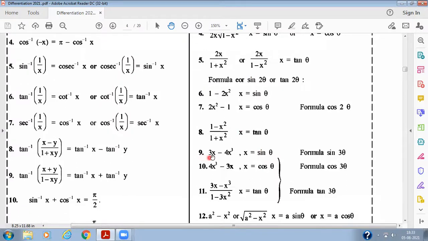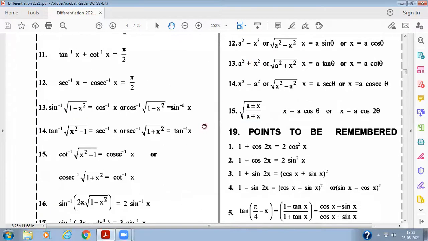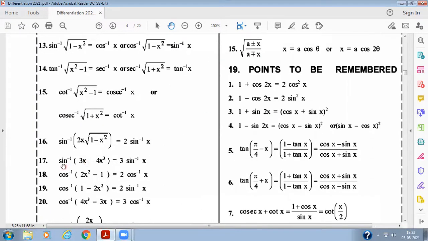You can see point number 9, see my cursor. When it is 3x minus 4x cube, we put x is equal to sine theta because it is the formula for sine 3 theta. So now I come back over here. In point number 17, if I put x is equal to sine theta, sine inverse remains the same, this is going to become sine 3 theta. And sine inverse of sine 3 theta is 3 theta, and theta gets replaced by sine inverse of x, and that is how it works. Sine inverse of 3x minus 4x cube is equal to 3 sine inverse of x.